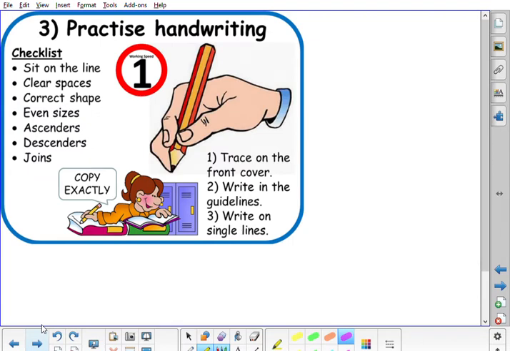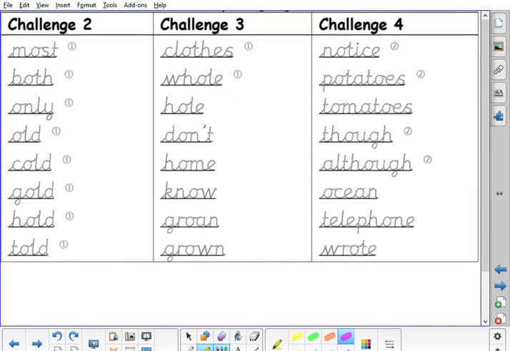Practice handwriting. Checklist. Make sure your letters are sitting on the line. You have clear spaces. They're the correct shape. Even sizes. Clear ascenders, clear descenders, and joins. Make sure you copy exactly. There are 3 ways to practice handwriting. Trace on the front cover, write in the guidelines on the inside pages, and then write on the single lines. So yes, you can trace these words on the front cover, making sure you're copying the joins exactly.